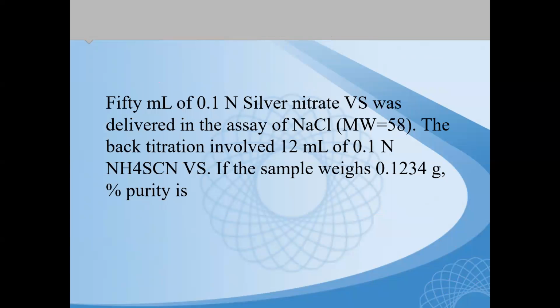You try solving this one. 50 ml of 0.1 N silver nitrate VS was delivered in the assay of sodium chloride. Actually, this is not acidimetry. This is not acid and base. But anyway, for the sake of the residual titration, since they have the same formula and way of computing for the percent purity, let's just answer this. The molecular weight of sodium chloride is 58. The back titration involved 12 ml of 0.1 N ammonium thiocyanate VS. VS is volumetric solution.